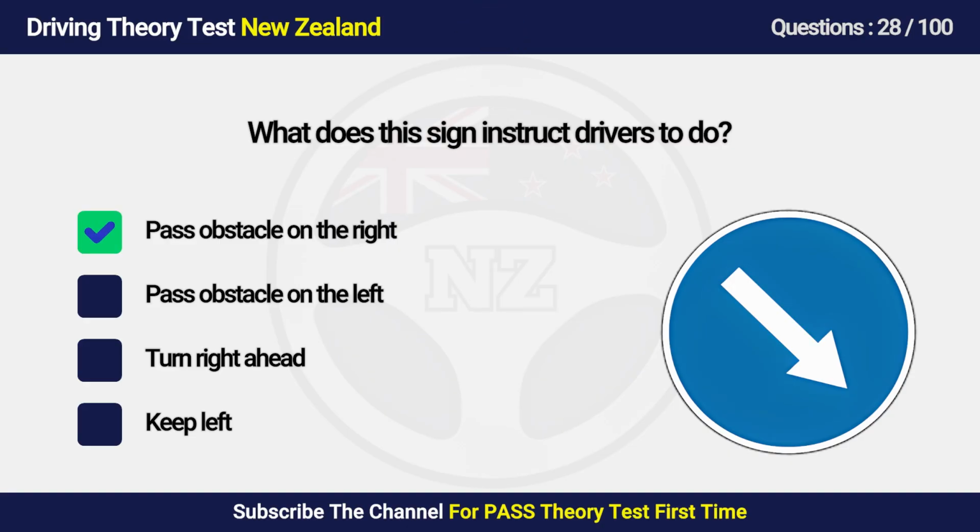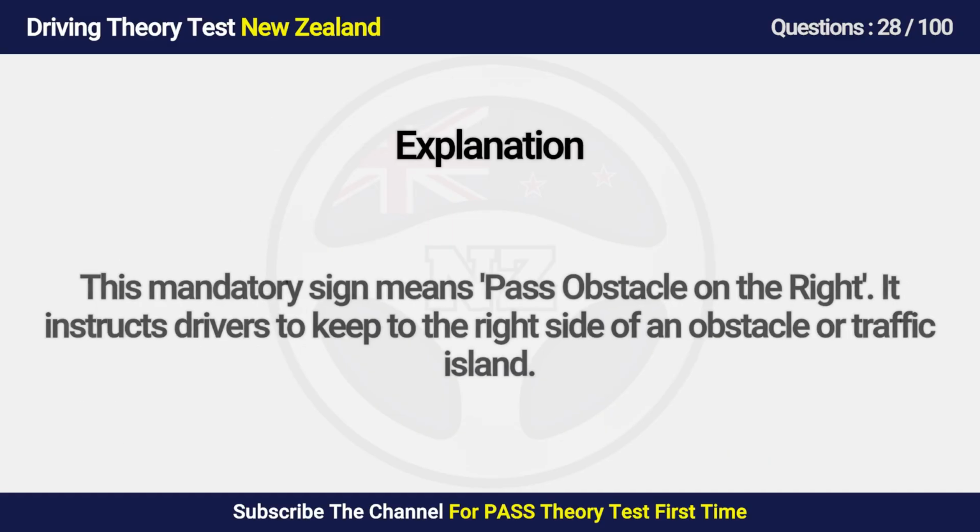Answer is A. Pass obstacle on the right. This mandatory sign means pass obstacle on the right. It instructs drivers to keep to the right side of an obstacle or traffic island.